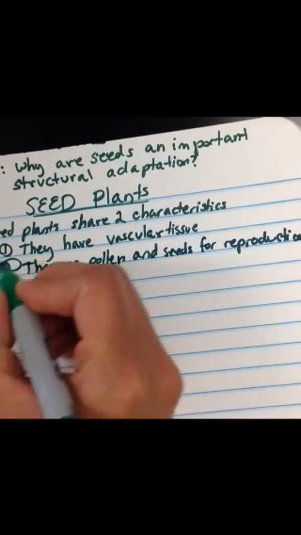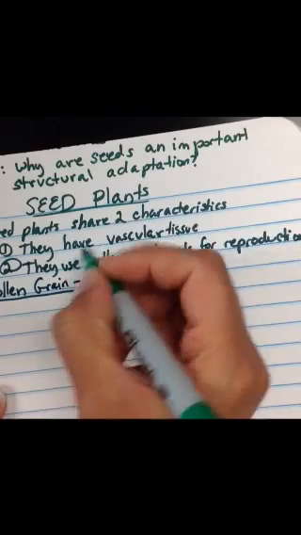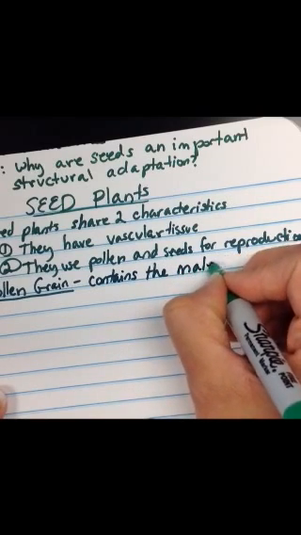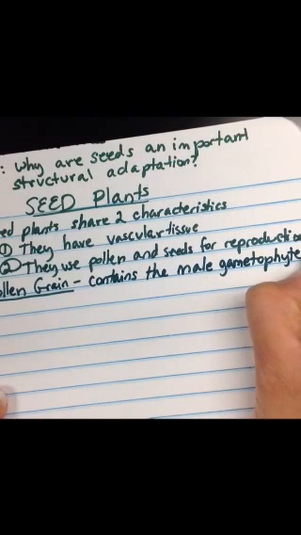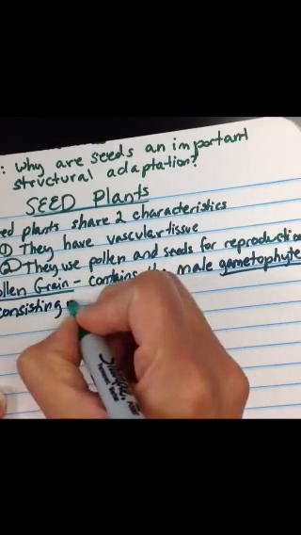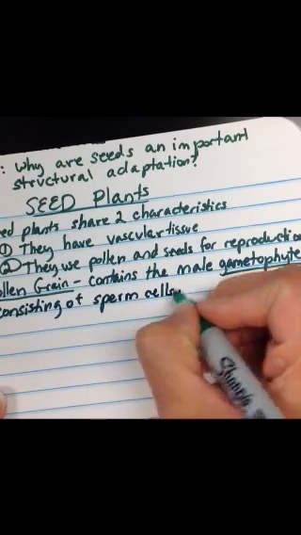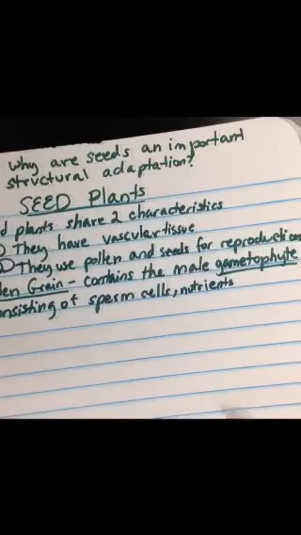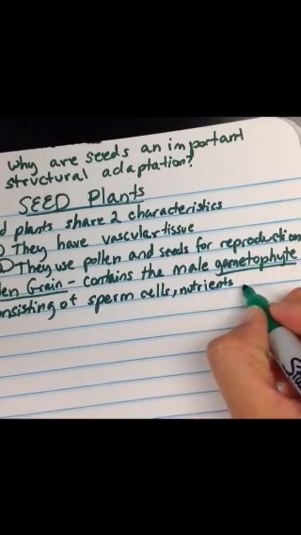So what exactly is pollen? A pollen grain contains the male gametophyte, consisting of sperm cells, nutrients, and a protective coating.